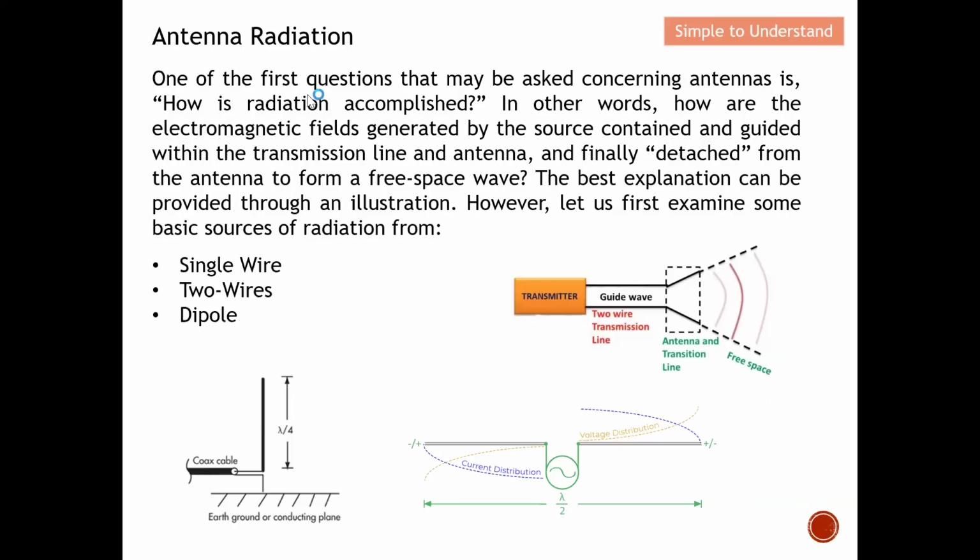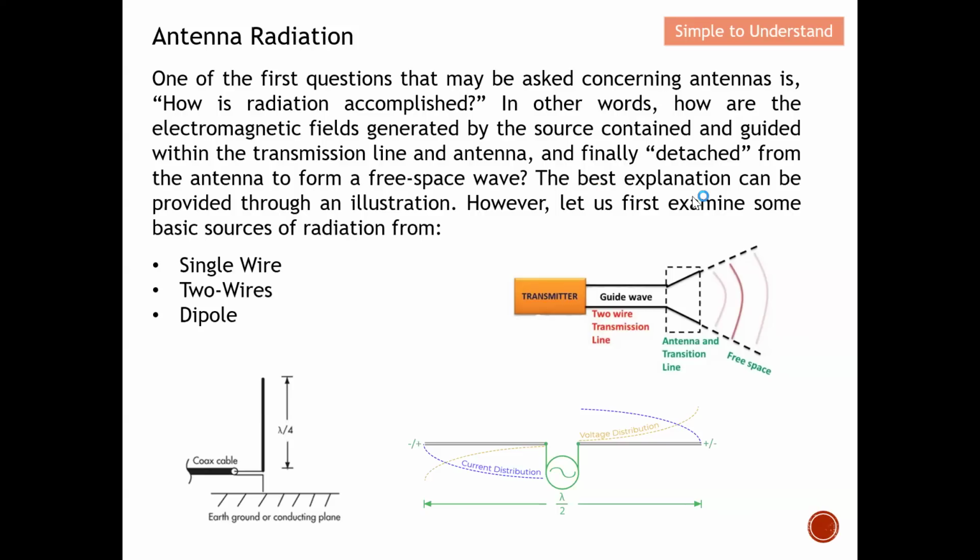One of the first questions we always ask concerning antennas is: how is radiation accomplished? In other words, how is the EM field generated by the source, contained and then guided within the transmission line, and finally to the antenna, and how does it detach from the antenna to become a free space wave? This is always a missing piece, and we are not sure about all this. So hopefully, with this video, you can fully understand the antenna radiation mechanism.